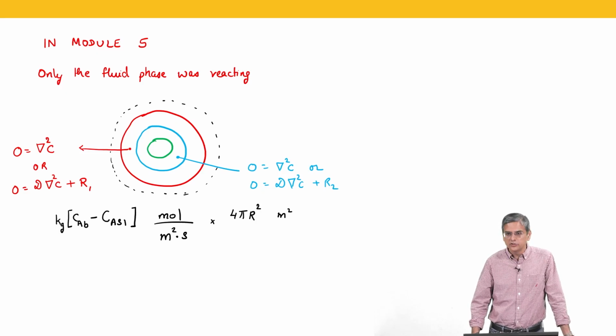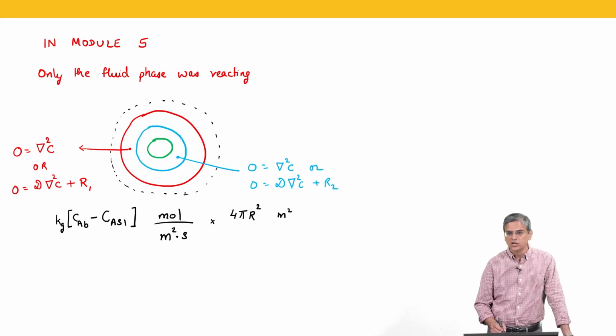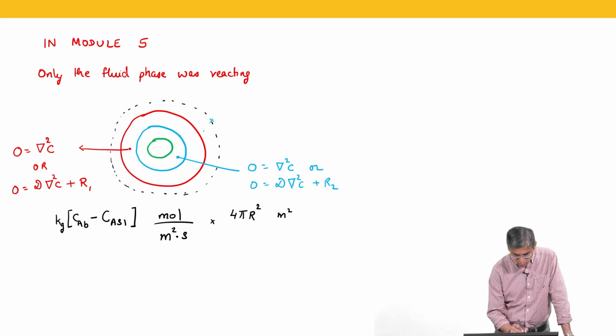Now, what do you do? You have boundary conditions at the two boundaries, and the boundary condition is that the Ca over here is CaS2, Ca over here is CaS3. So, Cab is known, but CaS1, CaS2, CaS3 are not known. So, what do you do? You do the flux matching.